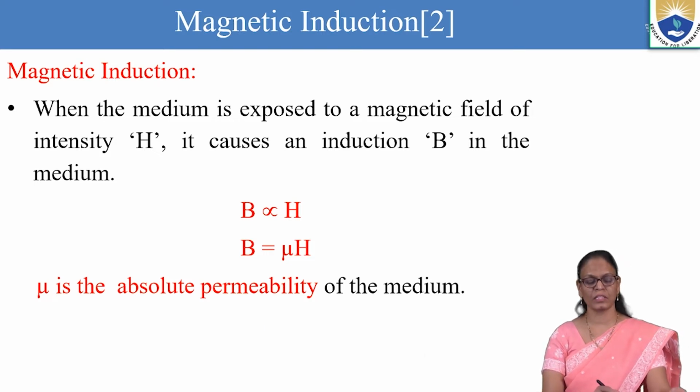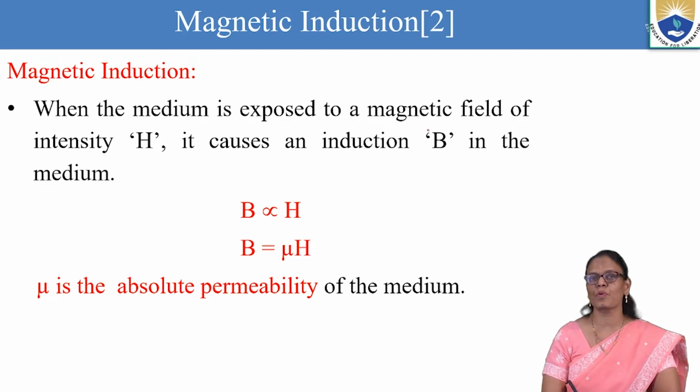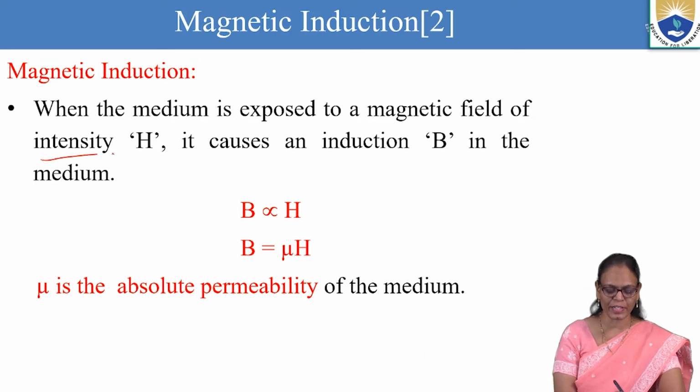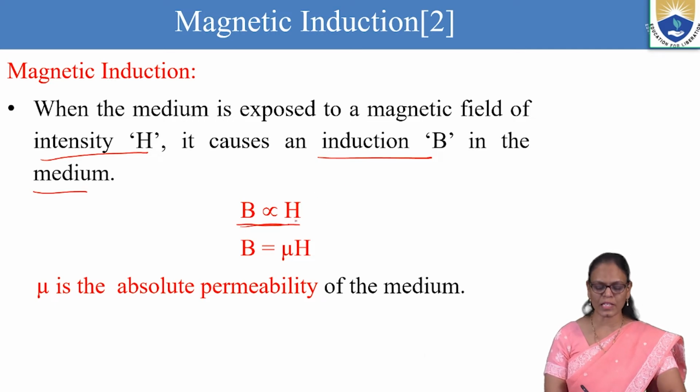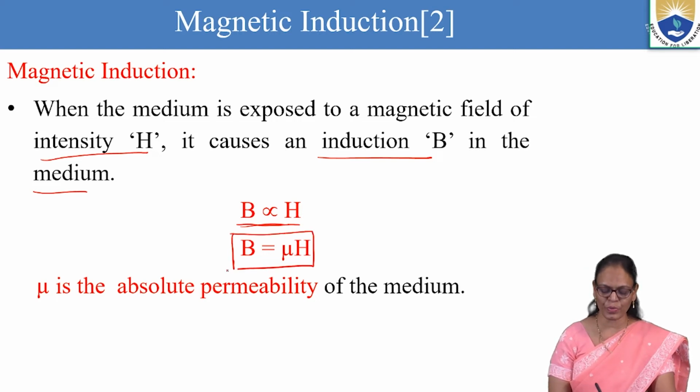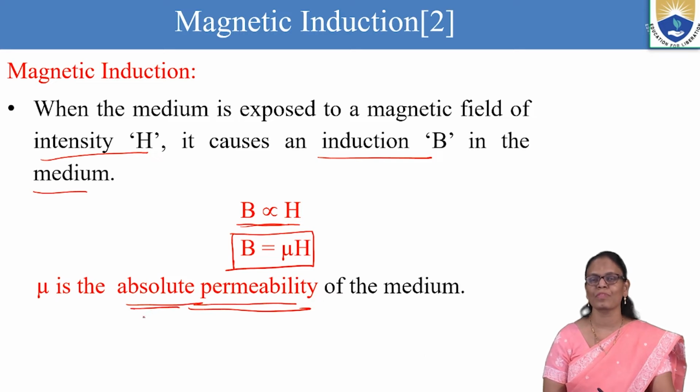Now, in this magnetic induction, what we see here is that the medium is exposed to a magnetic field of intensity H, and it causes an induction B in the medium. So B should be proportional to H, meaning the more the strength of the magnetic field, the more the magnetism that is induced. So we write B is equal to mu H, where mu is the permeability of the medium. We call it the absolute permeability, or simply the permeability of the medium.